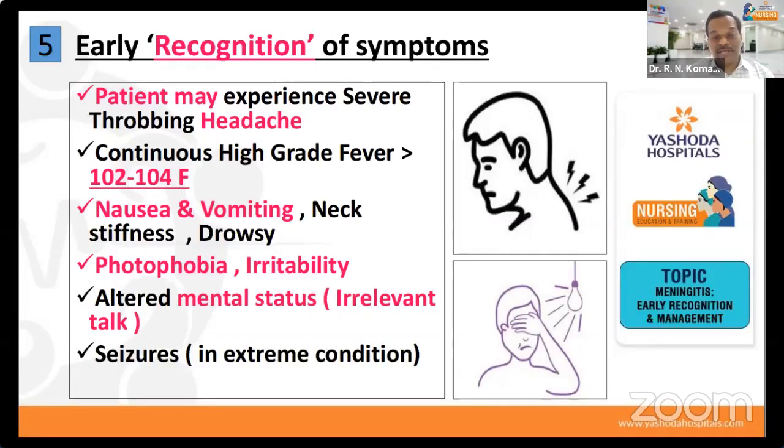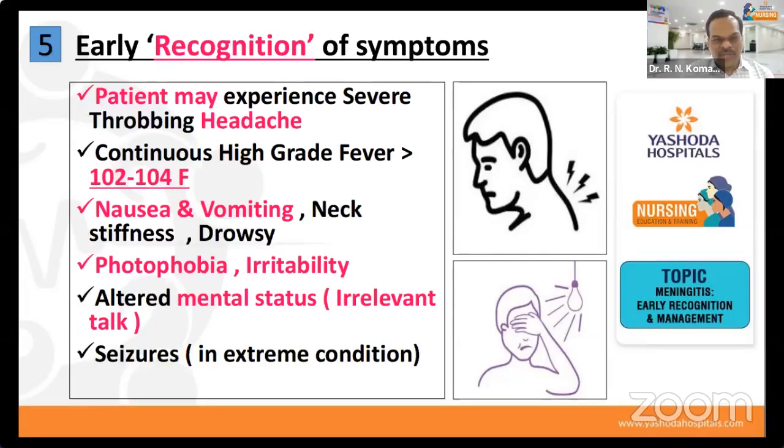But if the patient has vomiting, nausea, and then drowsiness or irritability, then in any patient with fever and headache, you should always look for signs of meningitis, whether the patient has any neck stiffness, whether Kernig sign is positive. If the patient has neck stiffness with fever and headache, he may or may not have vomiting, you should always rule out or suspect meningitis as the cause. And then photophobia, irritability, mental changes.